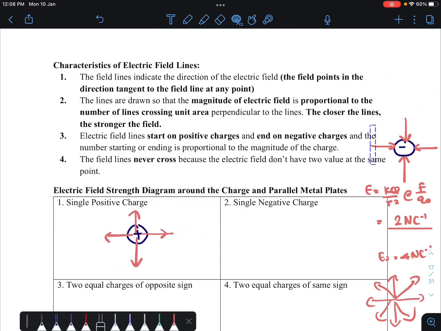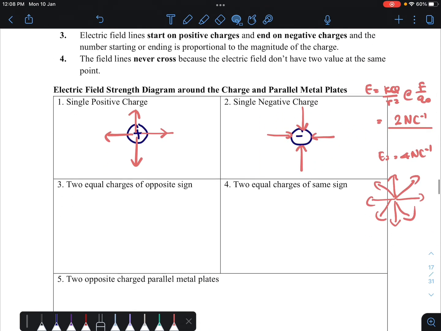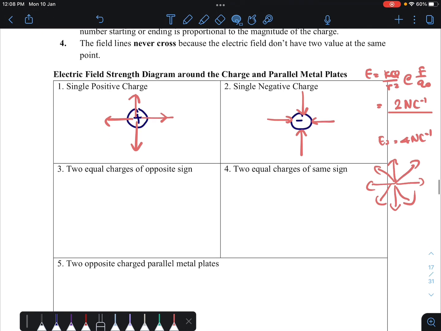This is the drawing here. And then for the negative charge, this is its drawing. This is how you sketch the electric field line. When you have two equal charges of opposite sign, equal charge means they have the same charge value but opposite signs, positive and negative. What happens to the electric field line? It has to start from positive and end in negative.